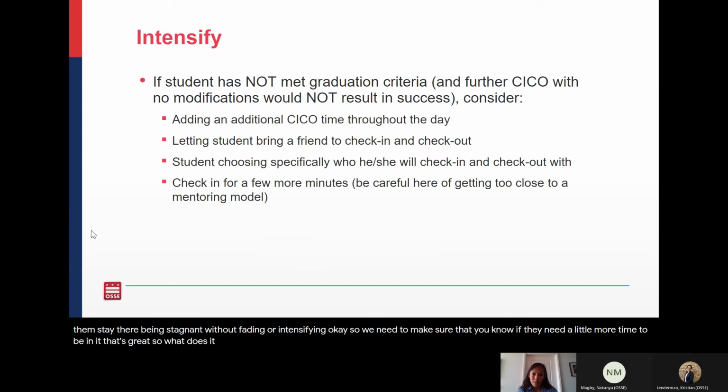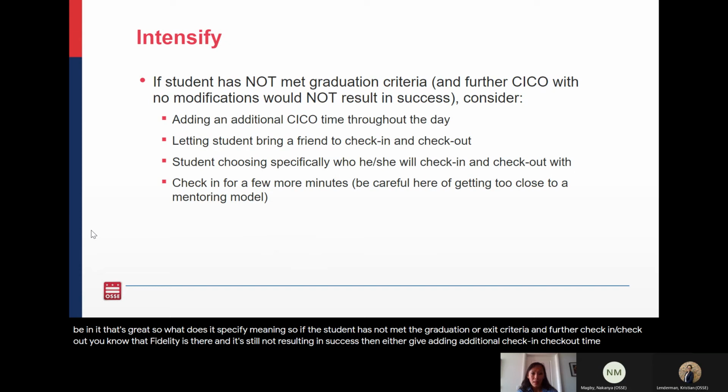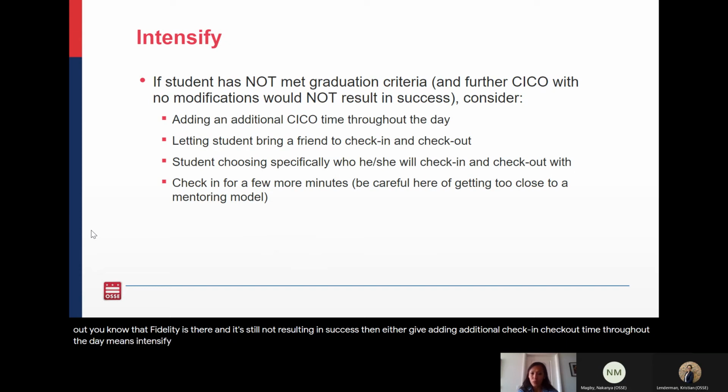So what does intensify mean? If the student has not met the graduation or exit criteria, and we know that fidelity is there and it's still not resulting in success, then we may need to intensify. Adding additional check in, check out time throughout the day means intensifying the times we're meeting with them. We can let them bring a friend to check in, check out.